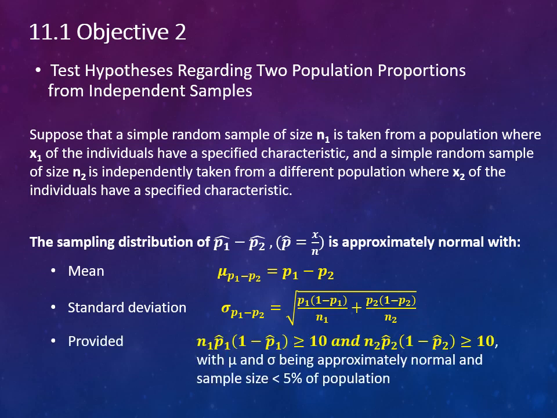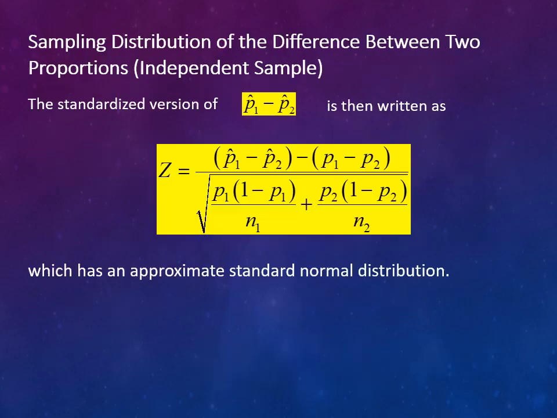And of course, as we've seen all along, this is provided the sample size is large enough, and there are calculations that you have to do independently on each sample: n1 times p hat 1 times 1 minus p hat 1 is greater than or equal to 10, and then do the same thing with p hat 2. And of course, the sample size has to be less than 5% of the population.